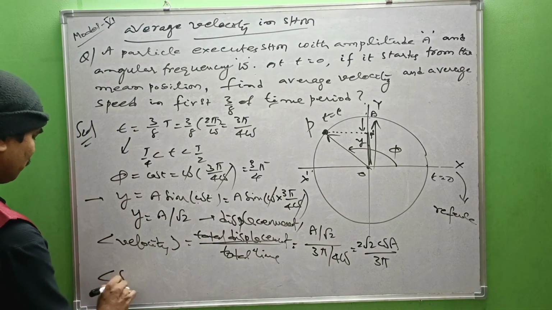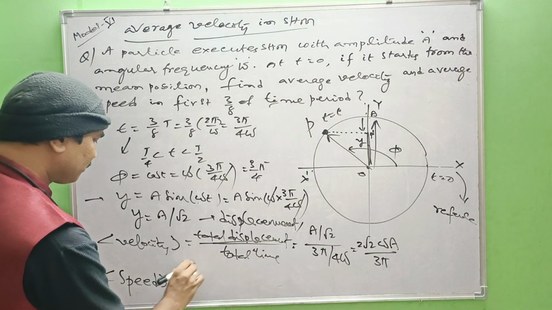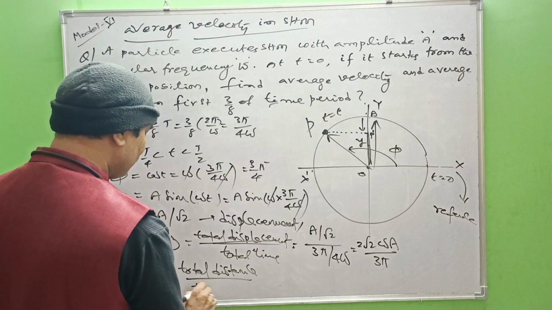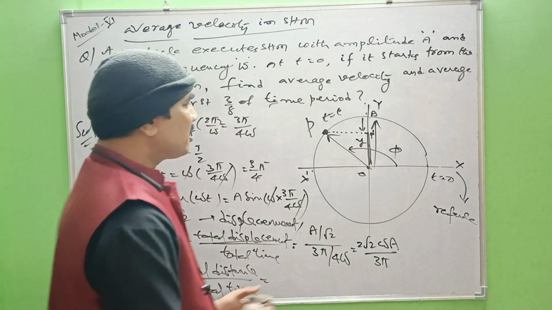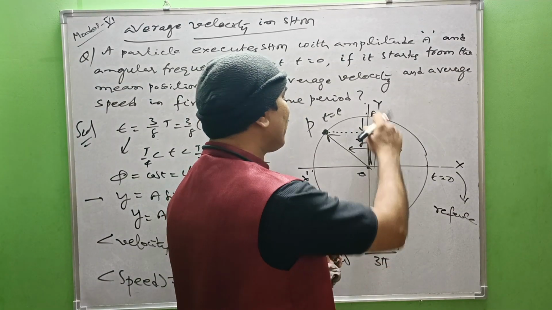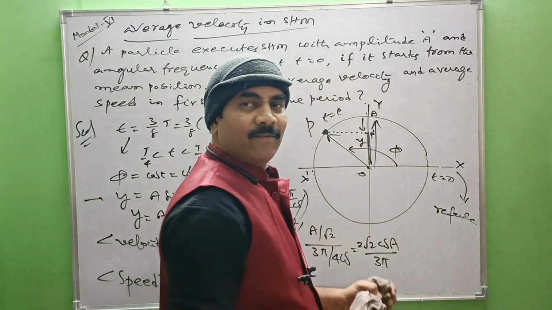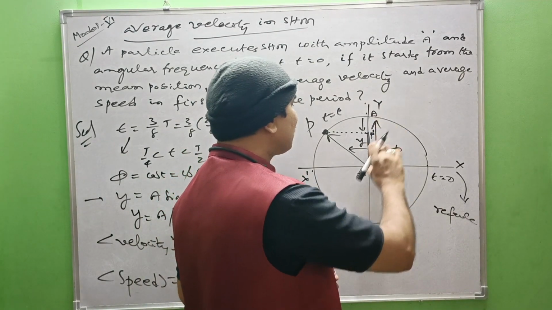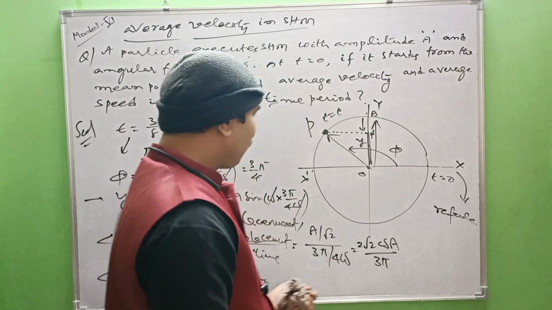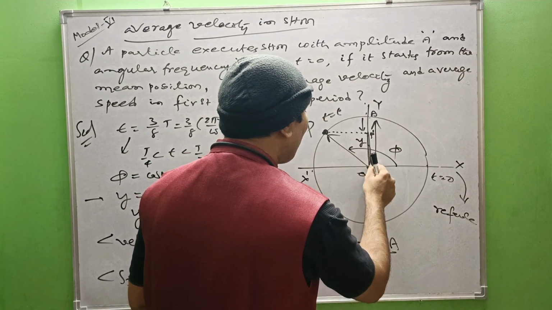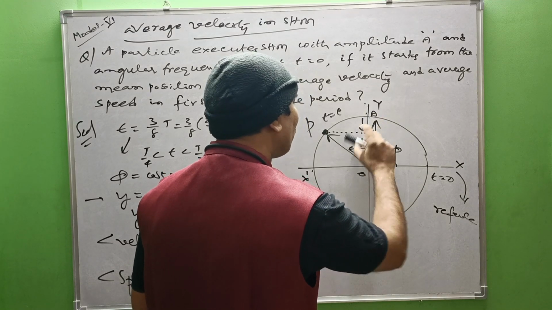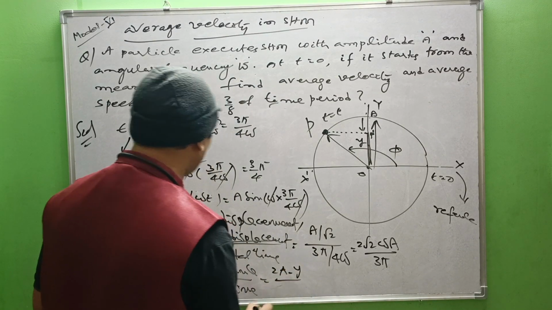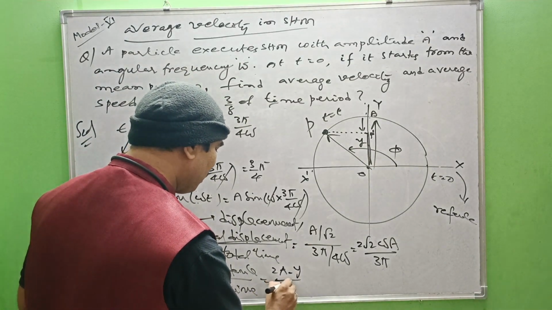Similarly, average speed. Average speed is given by total distance covered by the particle during that oscillation divided by total time. Now what is the total distance? Distance means we have to subtract y from 2a. From here to there a plus a. Within one half of the oscillation, what is the total distance? A plus a. But we have to subtract y from a plus a to a. So therefore distance equal to total path length from 0 to a plus a to this position. So we have to subtract y from 2a. That is total distance 2a minus y divided by total time. What is the time? 3 pi by 4 omega.